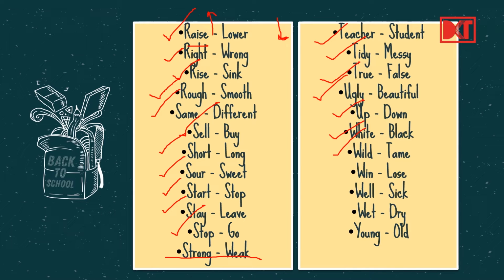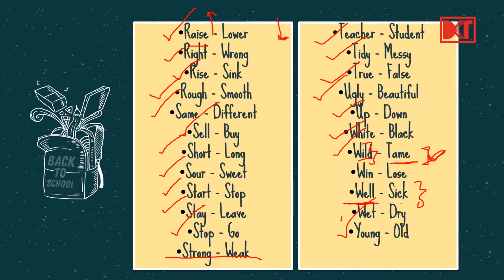Wild and tame. If you don't know the meaning, to tame is like taking someone under control. Wild, when something or somebody is not in your control, they are running wild. Like wild animals, they are the ones that go out of control. Tame are the ones you have brought under control. They're going as per your instructions. Win and lose. Well and sick. How are you feeling? I'm feeling fine. I'm feeling well. But if you are unwell, you say I'm feeling sick. Wet and dry. Young and old.